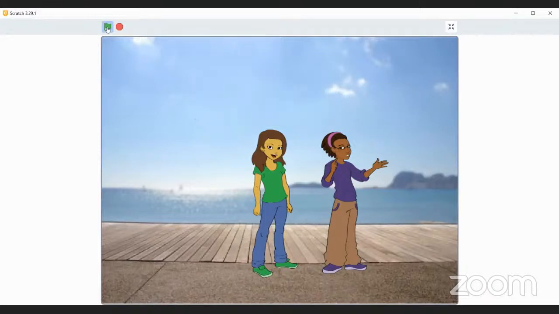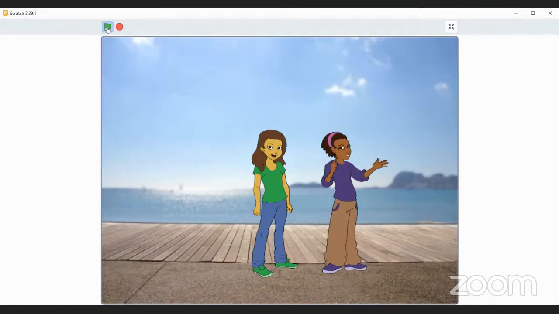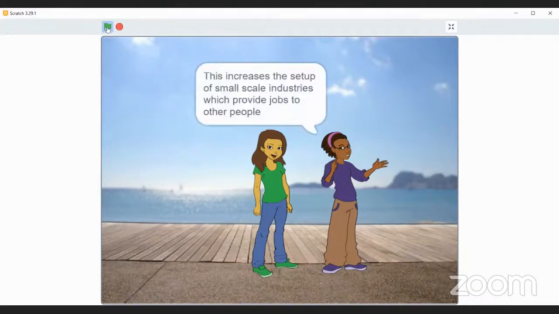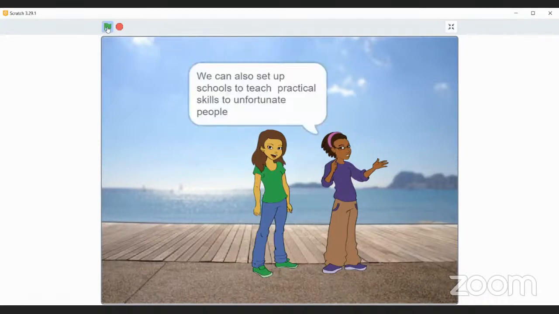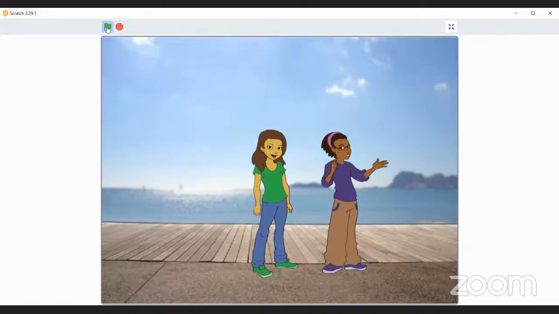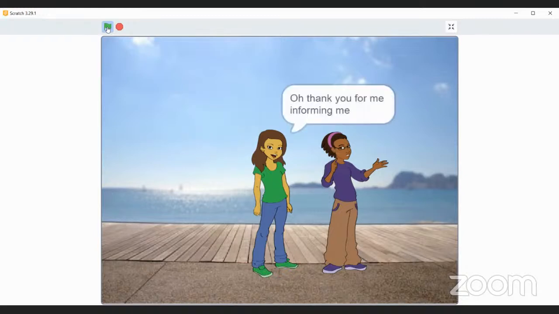We can offer equal opportunities to different children in different areas. This increases the productive level of Ugandans. We can also practice rural electrification. This increases the setup of small-scale industries which provide jobs to other people. We can also set up schools to teach practical skills to unfortunate people. These are some of the solutions to the problems.